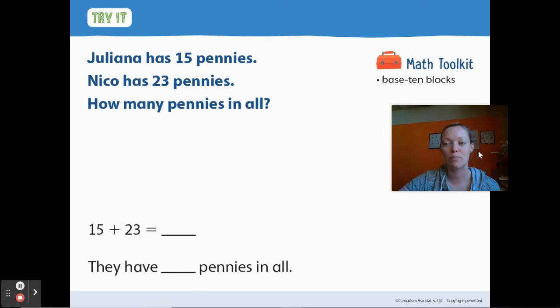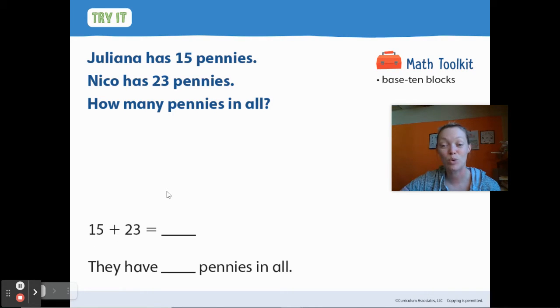Here is our try it problem. Juliana has 15 pennies. Nico has 23 pennies. How many pennies in all? So we know two people have pennies. We want to know how many there are in all. So we need to know that one has 15 and one has 23. So down here they have an equation for you, 15 plus 23.